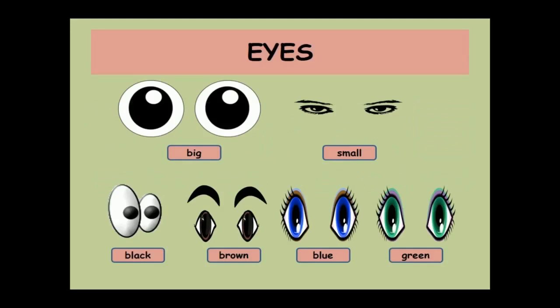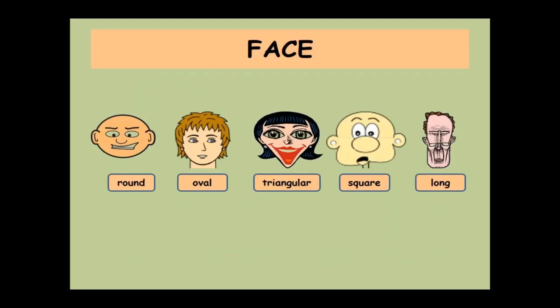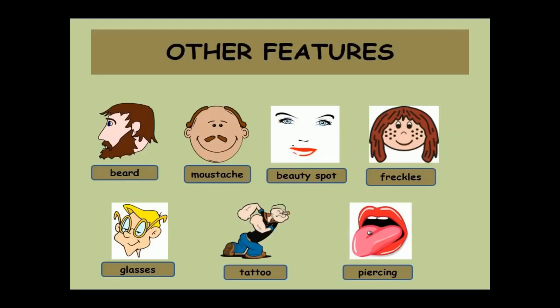Let's learn now about the eyes. They can be big, small, or they can be black, brown, blue, or green. And now, let's learn about the face of the people. It can be round, oval, or it can be triangular, square, or, finally, a person can have a long face. And, to finish with this, let's talk about other features. A person can have a beard, a mustache, or a beauty spot, some freckles, a pair of glasses, a tattoo, or a piercing.